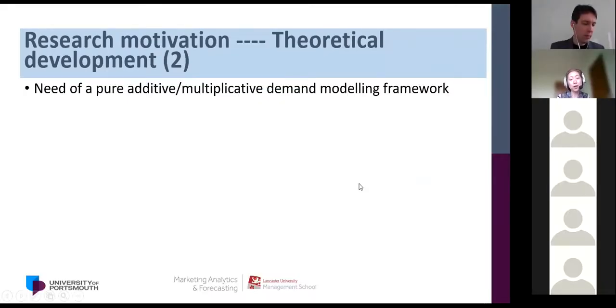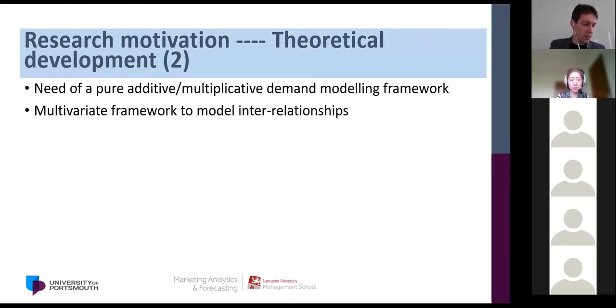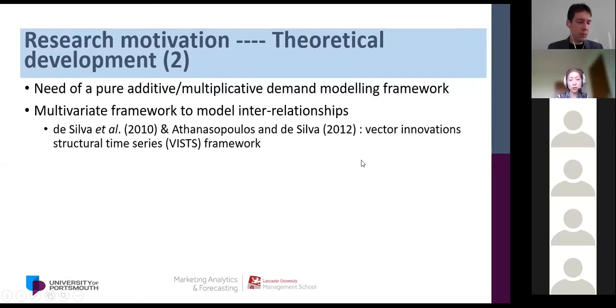So we argue for a pure additive and multiplicative modeling framework. We also want to apply the PIC taxonomy on a multivariate framework rather than what Ouwehand et al. did on a collection of univariate models, so that we can model the interrelationships between series. Well, such models do exist in the literature. For example, the vector innovation structural time series framework, originally proposed by de Silva et al.